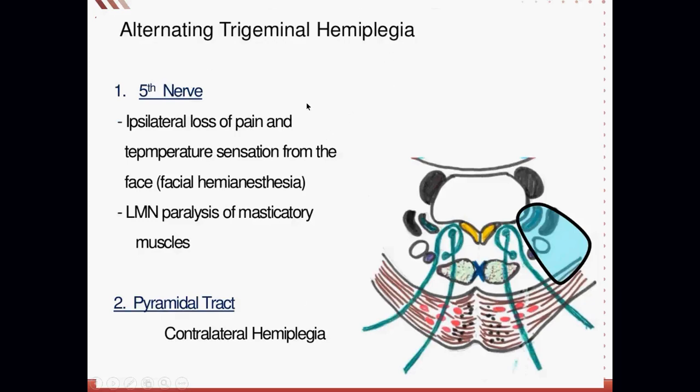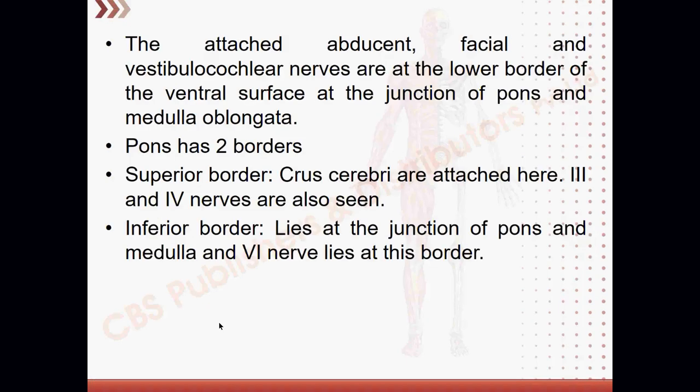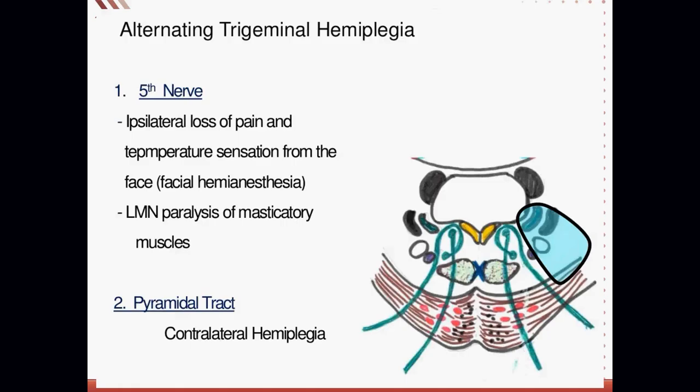So in alternating trigeminal hemiplegia, this part is affected. So there is ipsilateral loss of pain and temperature sensation from the face, and lower motor neuron paralysis of the muscles of mastication. And when the pyramidal tract is involved, contralateral hemiplegia. So that's about the pons.